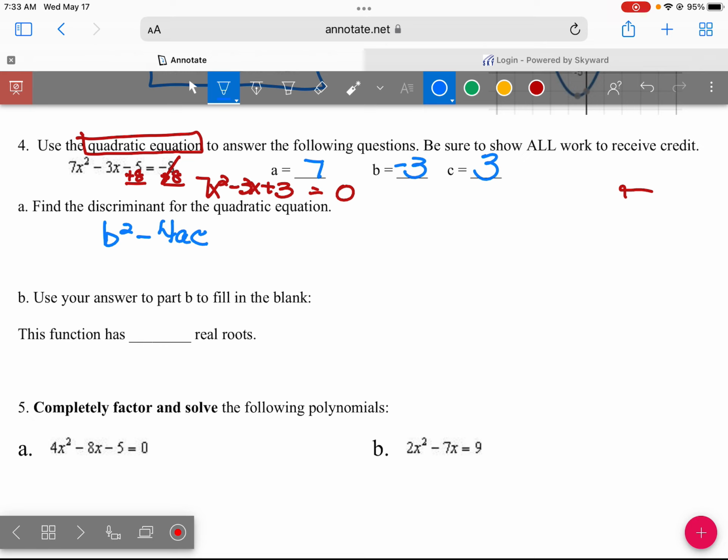Everybody should be trying to figure out what is that discriminant.